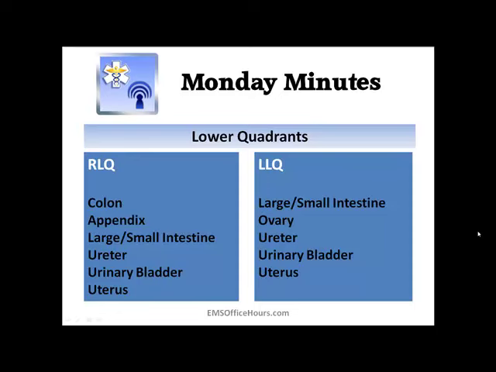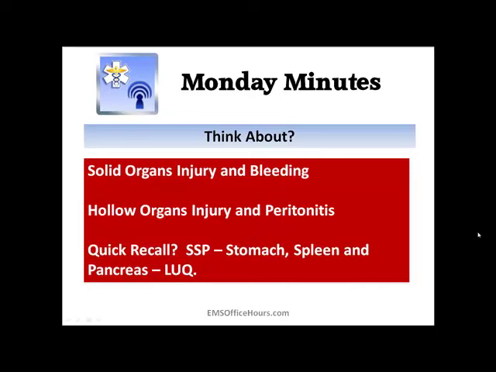Now, some things to think about. I'm going to wrap this up. Again, this is a very quick Monday Minute, but we're going to wrap this up by just highlighting a few things here, okay, to help you out a little bit when you're taking your exams and thinking about solid organs, the things that you want to worry about with this.